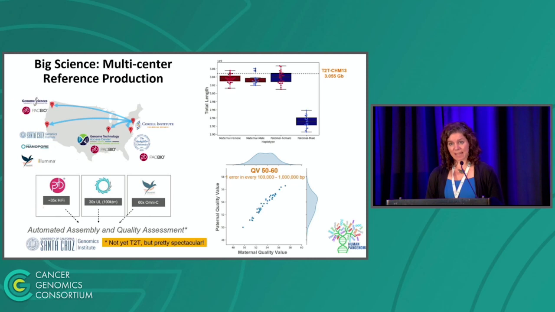This is big science at its best and involves a multi-center reference production across many different regions, really crediting a tremendous amount of work once again to generate HiFi data where we have an estimate of about 35x coverage. We need to have at least 30x coverage of ultra-long, not total coverage, that's ultra-long. That means we need at least 30x span of the genome of 100 kb plus reads. And we're also using Omni-C from the Dovetail platform to help us with phasing.